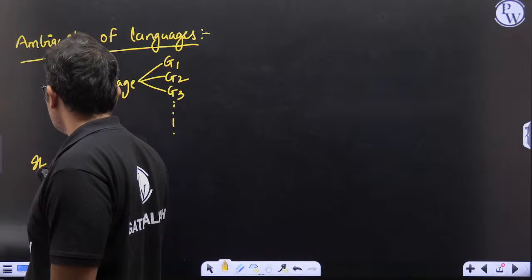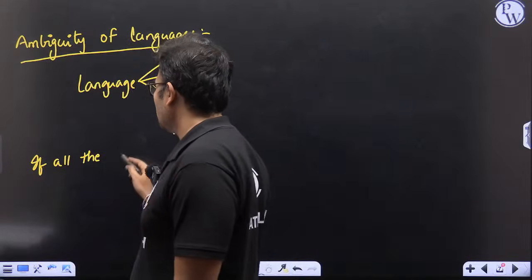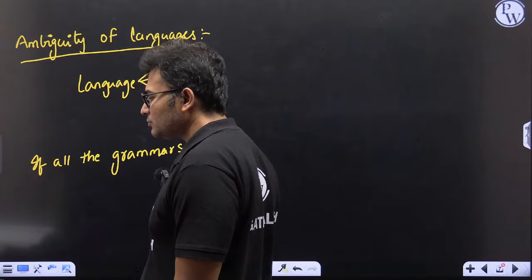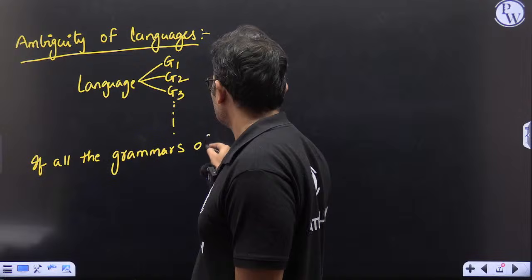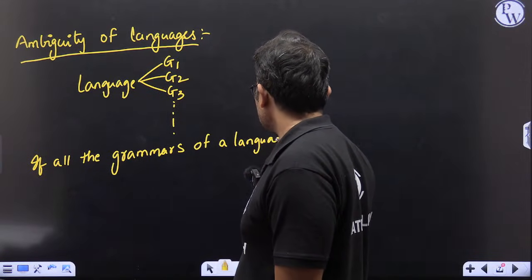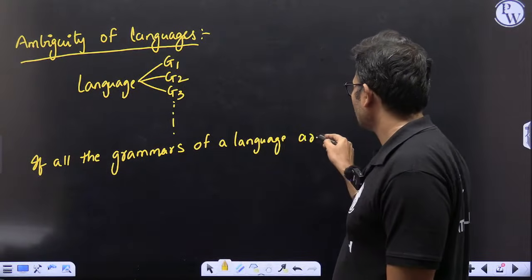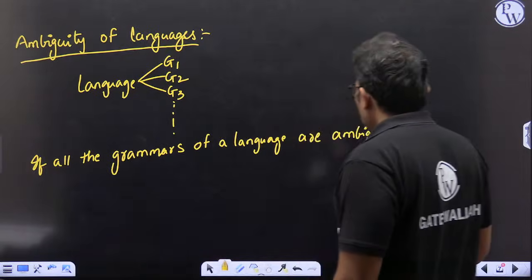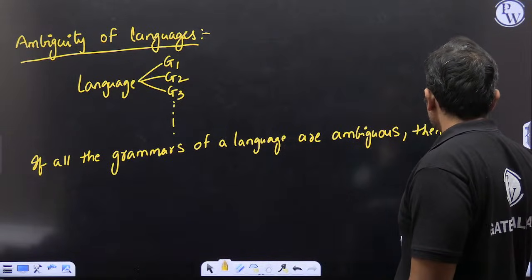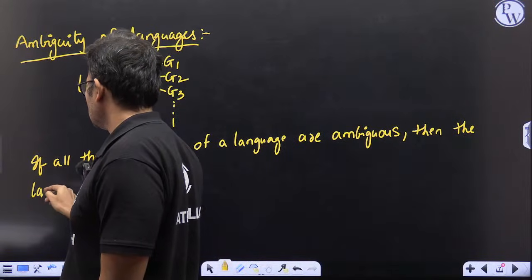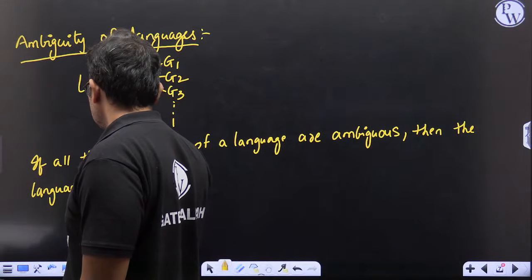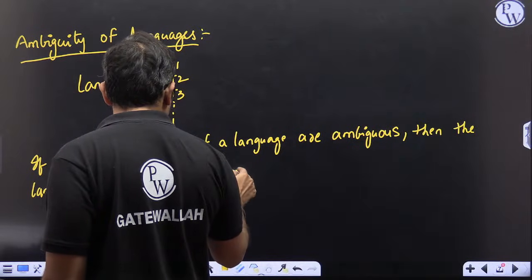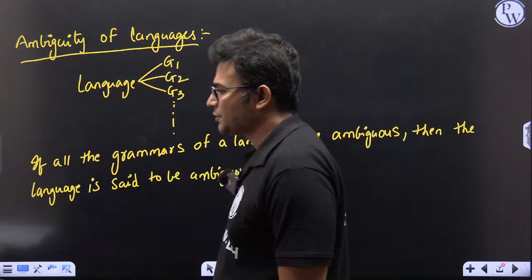If all the grammars of a language are ambiguous, then the language is said to be ambiguous.